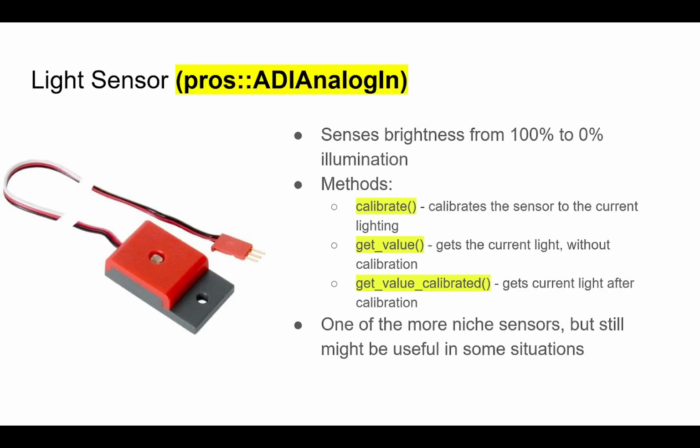The next sensor we have is the light sensor, which is defined with PROS ADI analog in, and it senses brightness from 100% to 0% illumination. Some methods it can use are calibrate, get value, and get value calibrated, which do the same things as any other ADI analog in. ADI analog in is a generic type that can be used for a ton of different sensors regardless of what they actually end up doing. This is the same with ADI analog out, ADI digital in, and out as well. This is one of the more niche sensors, but still might be useful in some situations where you want to detect light values in a room or something. I don't personally think it's that useful for something like Vex Robotics Competition, but you might find a use for it.